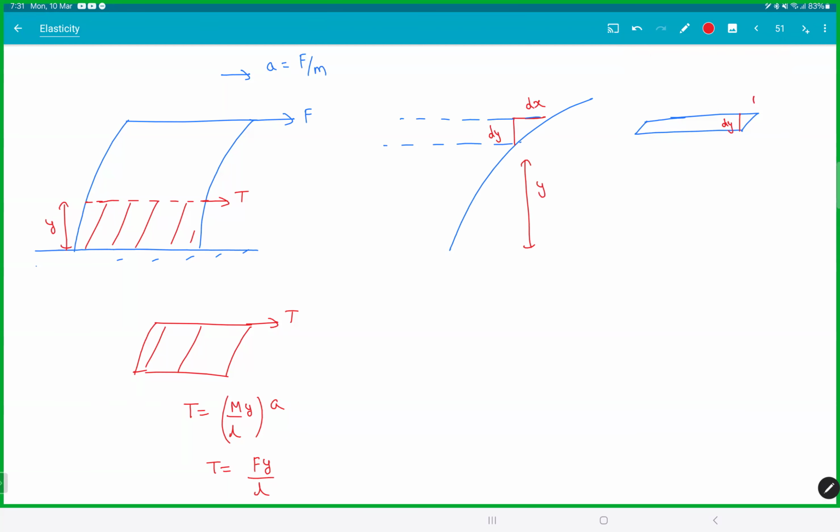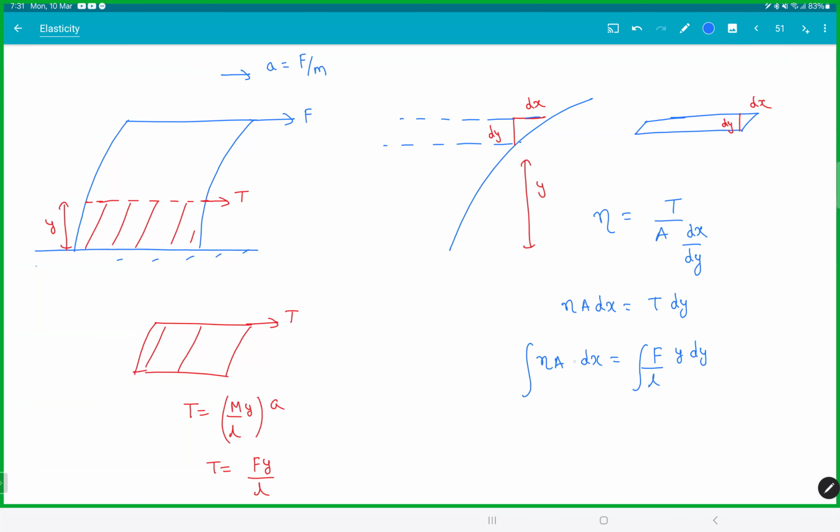This was dy and this was dx. Now from the formula of rigidity modulus, it is tension by area, the horizontal displacement dx by dy. Agreed? Isn't that the formula? So if I arrange the terms here, I'll get eta a dx. This will be tension dy. This will be eta a dx, and tension is nothing but F by L by dy.